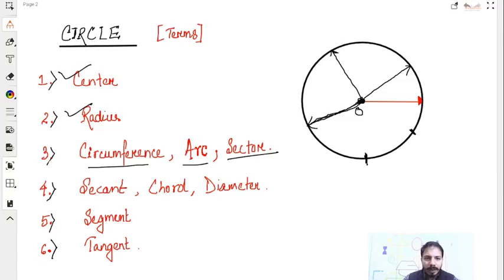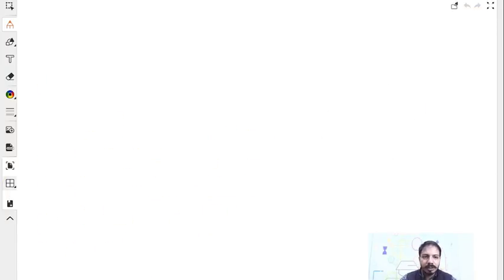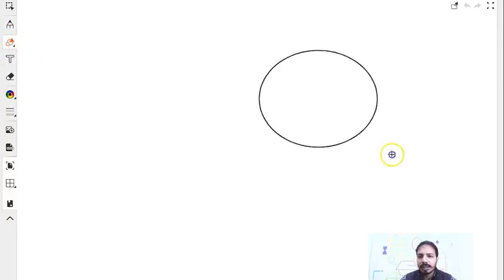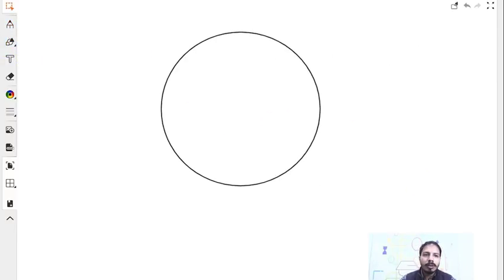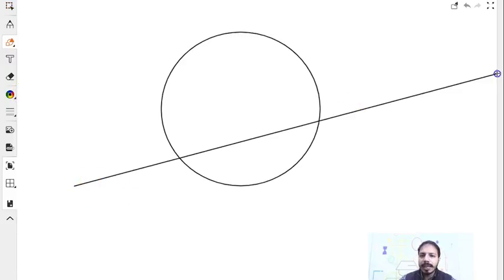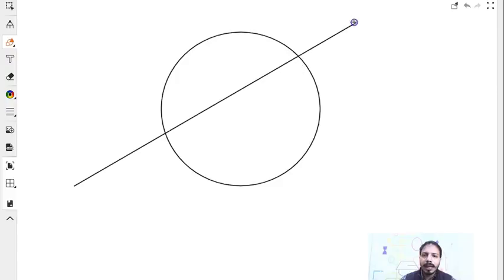So let's go back. Now very important, that is secant. What is secant? So let us see what is secant. Suppose we have a circle, and now I take a straight line, and the straight line cuts the circle at any 2 points.